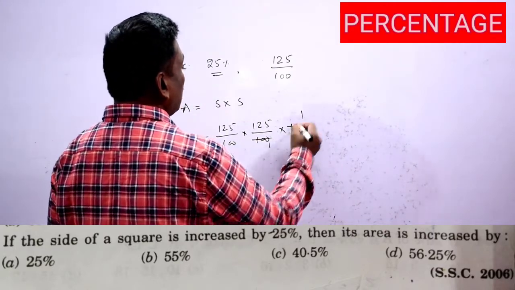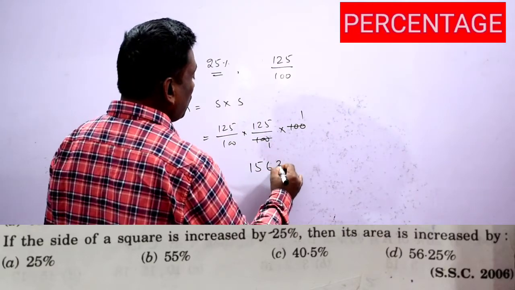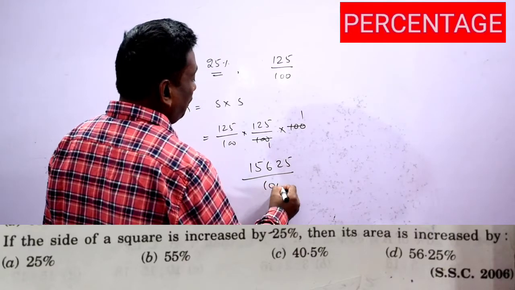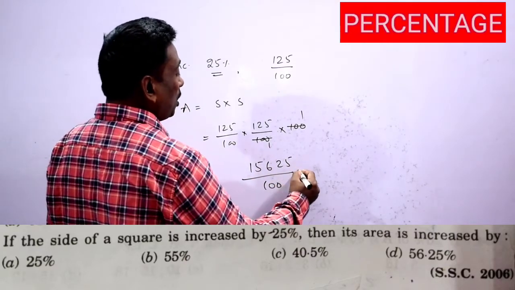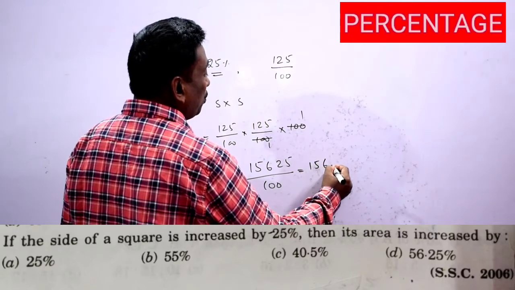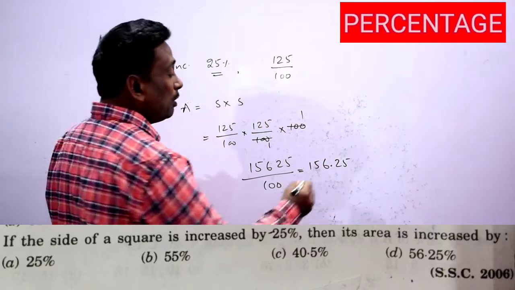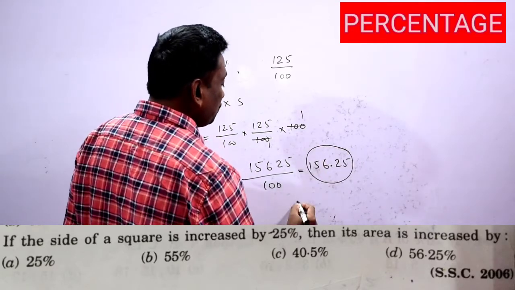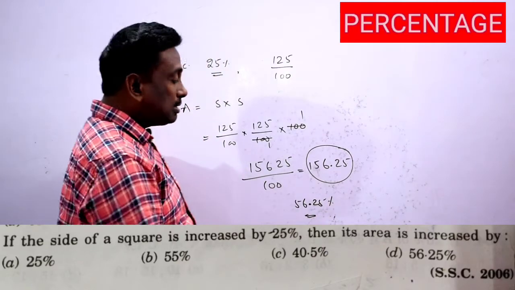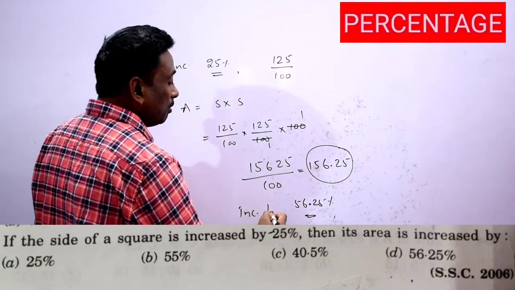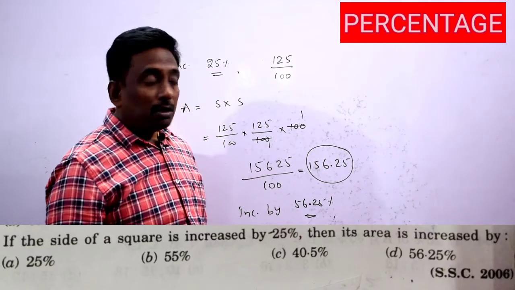Here 100 gets cancelled. 125 into 125 is 15625 by 100. Directly by removing these two zeros in the denominator, you can put two decimals in the numerator. That gives you 156.25. When compared with 100, this is 56.25 more. That's why your answer is, area is increased by 56.25%. Is it okay?